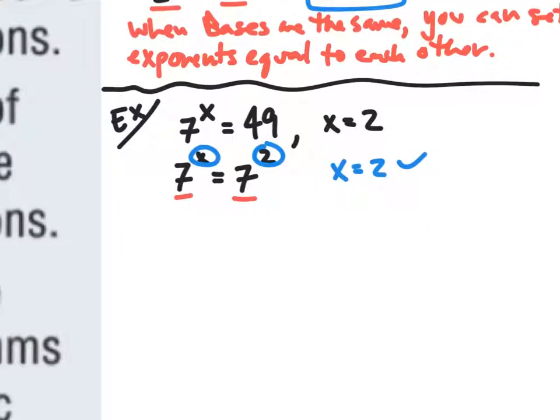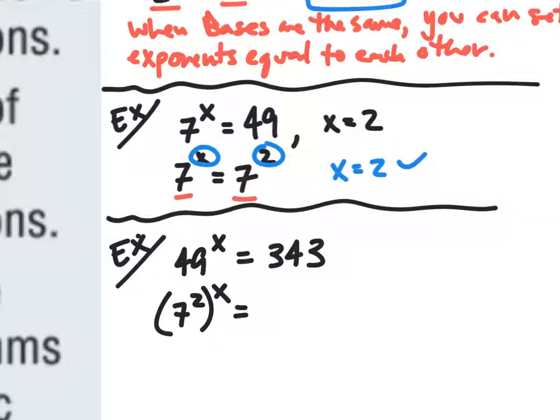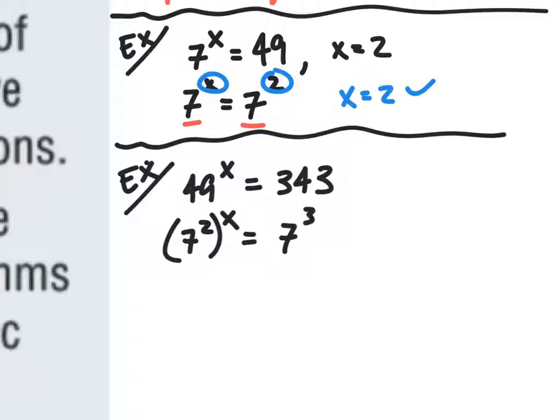Now, let's think of something else. Let's extend this idea here. Let's take a number like, say, 49 to the what power gives us 343? Now, what I notice about these numbers is that 49 can be rewritten as 7 squared, so let's rewrite 7 squared raised to the x power. And 343 is actually the same thing as writing 7 to the third power. Now we can simplify this using our rules of exponents. When I have an exponent raised to another exponent, I multiply my exponents, and I get 7 to the 2x power is equal to 7 to the third power.